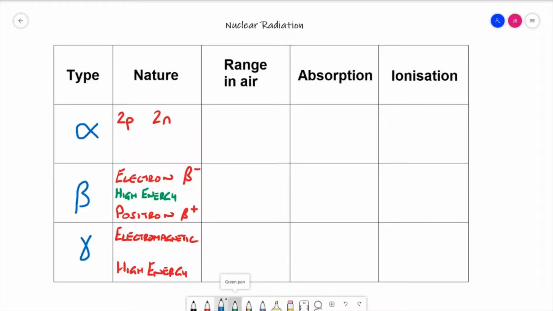In air, they all have differing ranges. An alpha particle will go a few centimetres before it is absorbed and loses energy due to collisions with the particles of air. A beta particle will go of the order of metres, so it will go a few metres before it's absorbed, whereas a gamma particle has pretty much got an infinite range in air.